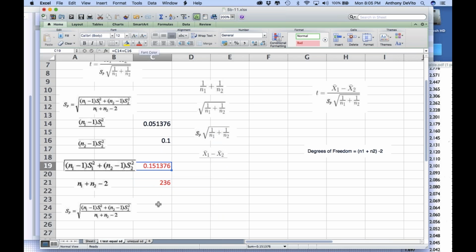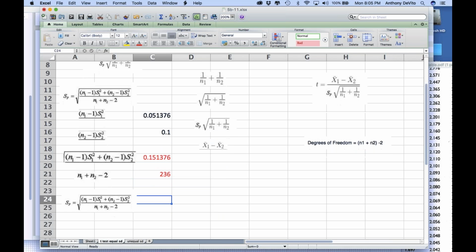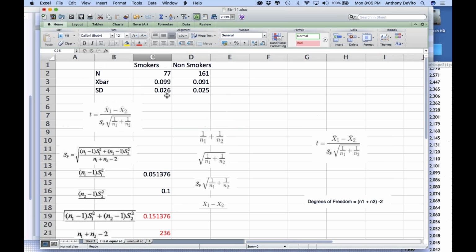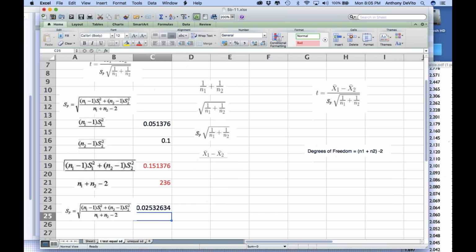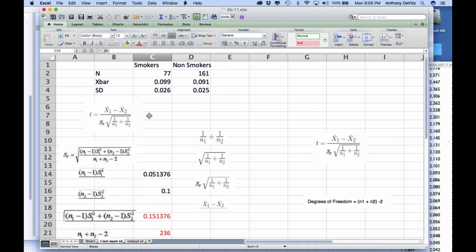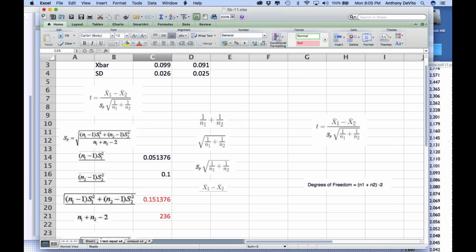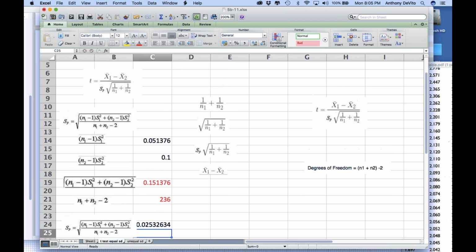Okay, so now I'm going to calculate my pooled standard deviation. It's equal to the square root of this number divided by this number. Okay? 0.025. That's what I wind up with as my pooled standard deviation. Notice it's between these two values because it's basically a weighted average. If it's not between those two values, you know you did something wrong. Okay, so now I'm going to go ahead and solve the rest of this problem.